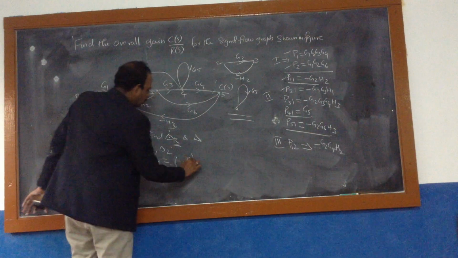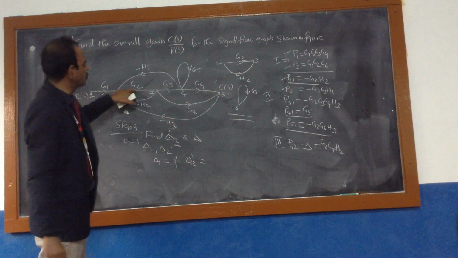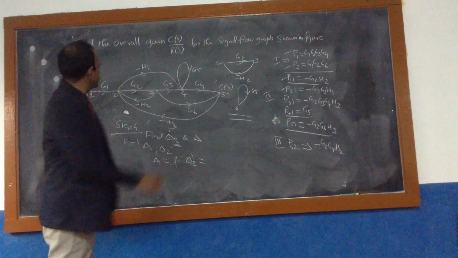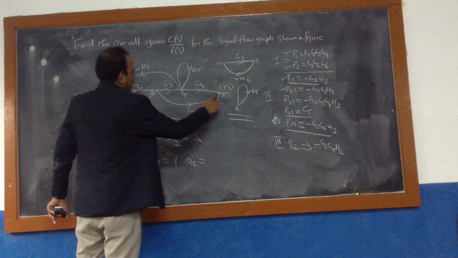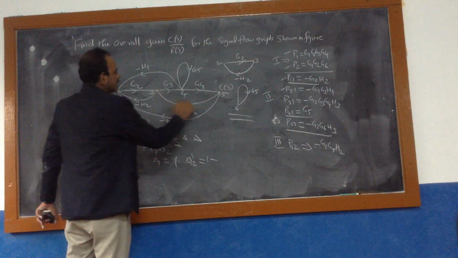You can see del 2 is nothing but, what is the second forward path? G1, G2 and G6. So this is the second forward path. So we have to see 1 minus the part of the graph which does not touch the second forward path.